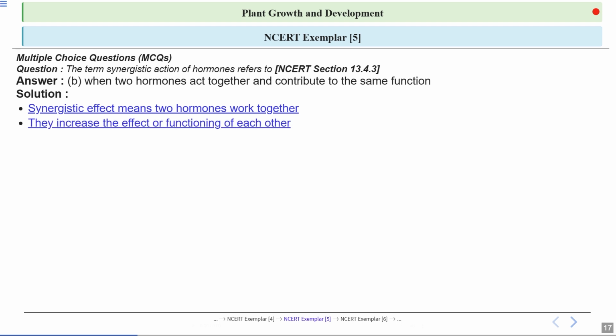So it increases the effect of functioning of each other, right? It is when both the hormones come together and perform one single function. So it is promoting that particular function both ways. And what is the result of this? There will be an enhanced effect of both the hormones. You will see the effect. That effect is enhanced as both the hormones promote one particular function.